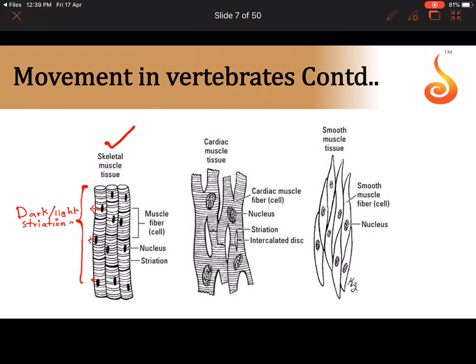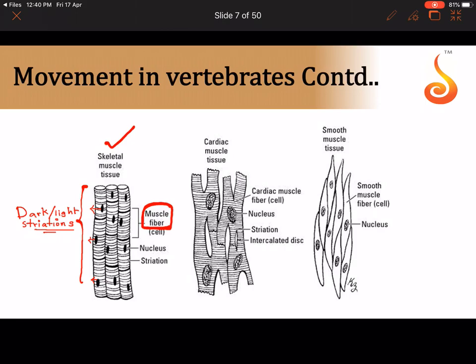Did you notice these dark and light striations, which are unique to skeletal muscle tissue? That's why skeletal muscles are also referred to as striated muscles, and they are unbranched, cylindrical, and have a peripherally located nucleus. All of you please remember, in the case of muscles we don't use the word cell but refer to it as a muscle fiber.